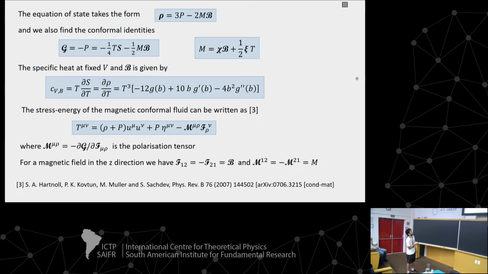Again, this is the equation of state, written in terms of densities. Here you see the magnetization appearing. And this is just another way of writing the equation of state in terms of the Gibbs free energy. This minus 1/4 S is typical of a conformal fluid, and this is the effect of the magnetization. And there is also another auxiliary identity between magnetization and susceptibility, and so on. I can also calculate the specific heat and the stress energy tensor.